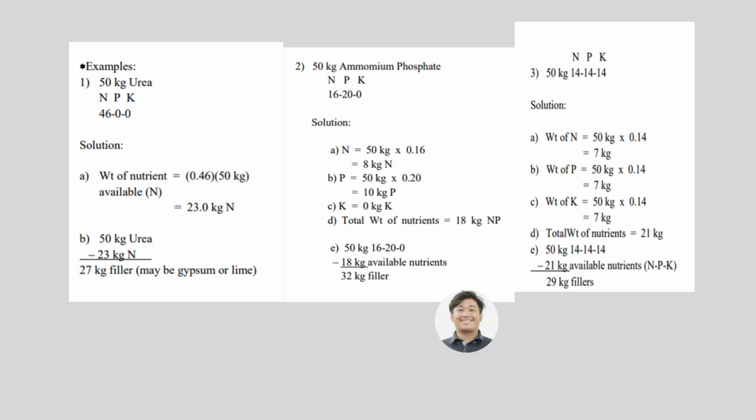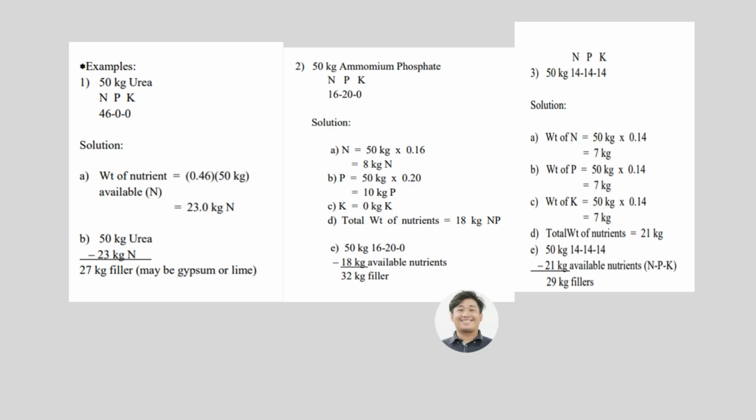So example number one, we have 50 kilograms of urea that contains 46% nitrogen. Keep in mind that the percent of the nutrient should be in decimal. So we have 0.46 times 50 kilograms, which equals 23 kilograms of nitrogen. If we have a 50-kilogram bag of urea, we simply subtract the 23 kilograms of nitrogen. We have 27 kilograms of filler.